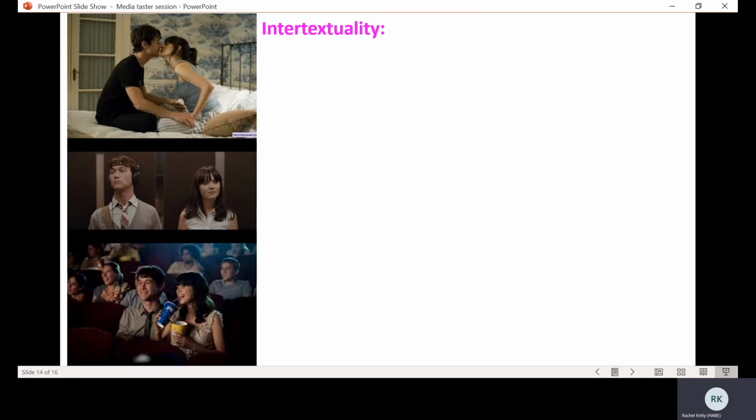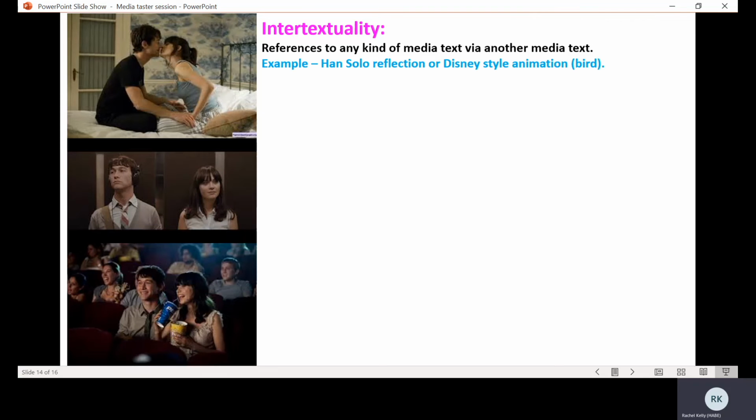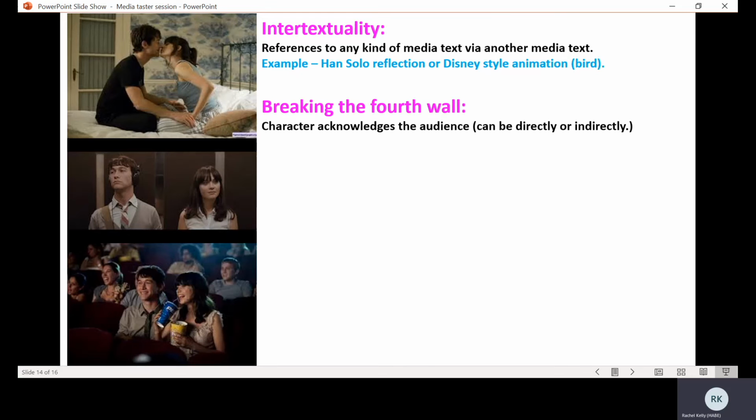Intertextuality. Now, this is what I got. You might have got something different, but that's absolutely fine. So references to any kind of media text via another media text. And we saw Han Solo in the reflection of the car window. We also saw a Disney style animation. So that is where that text that we were watching was referring to another text. Breaking the fourth wall. Character acknowledges the audience. The Disney bird winked at the audience and Joseph Gordon-Levitt, the actor there, smiles and sighs directly to the camera.